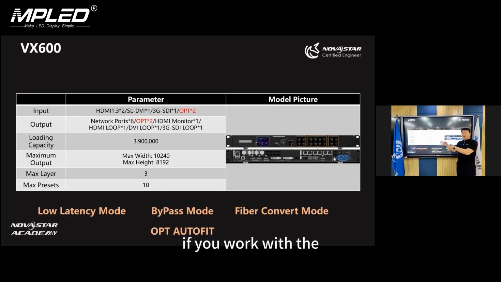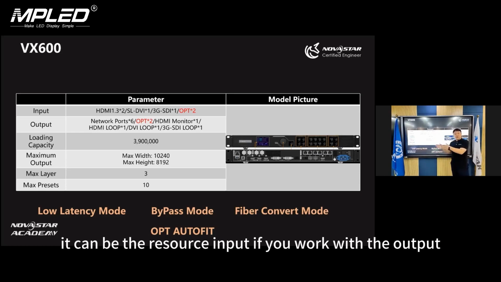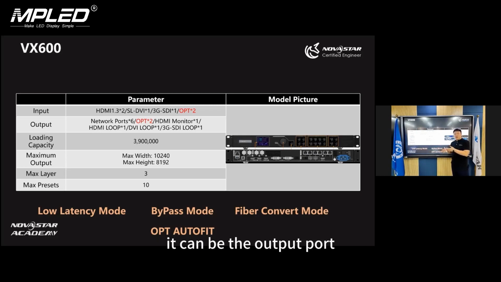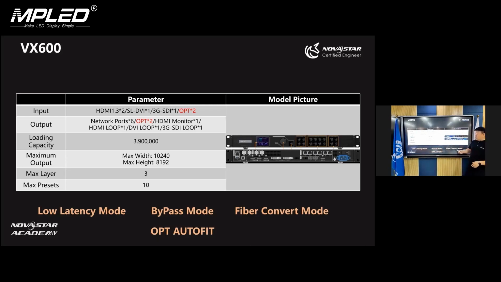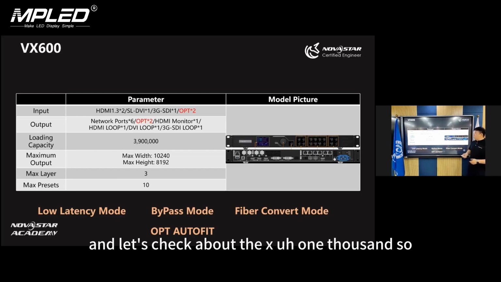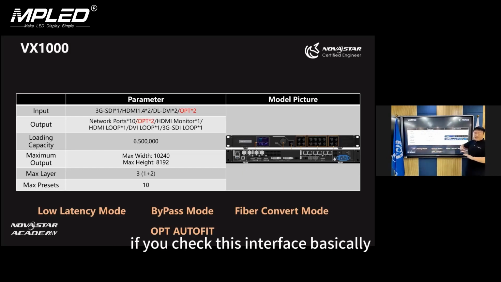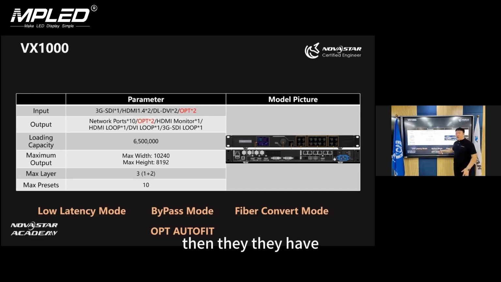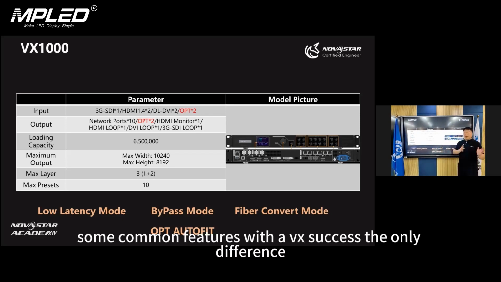If you work with the N9 switcher, it can be the video source input. If we work with the outputs, it can be the output port. And let's check the VX1000. If you check this interface, basically they have some common features with the VX6S.